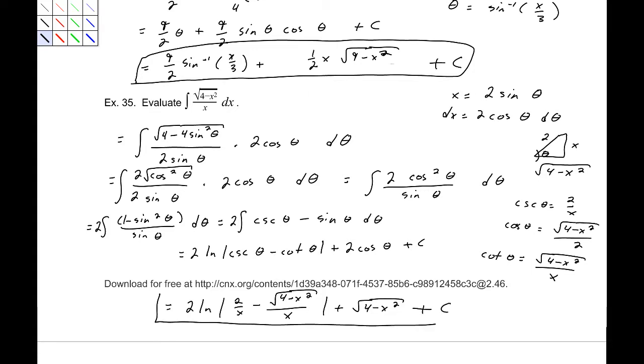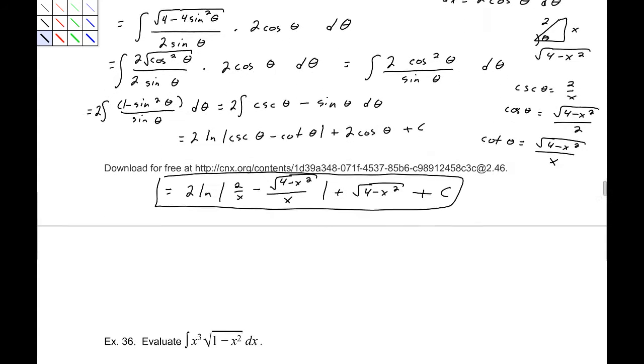And there we have our integral, our antiderivative in terms of x. Be familiar with some of your trig, obviously. Alright, let's move on to number 36.